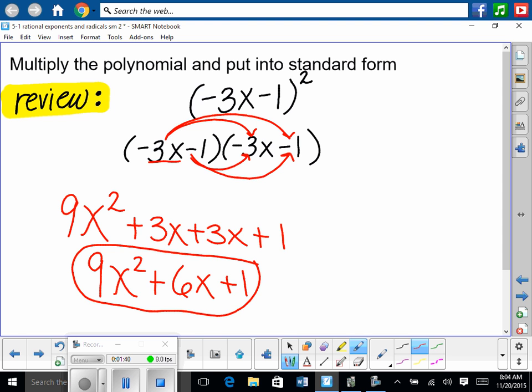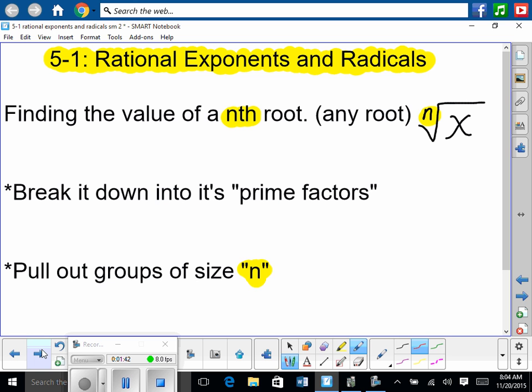Okay, let's get on to what we're learning today. So today is 5-1. We're starting a new unit today. We're going to be dealing with rational exponents and some more radicals. So we're going to be finding the nth root first of all, which just means we're going to be able to find any root. We just practiced finding square roots, but we're now going to practice finding any type of root. So nth root just means whatever I want, I should be able to find.